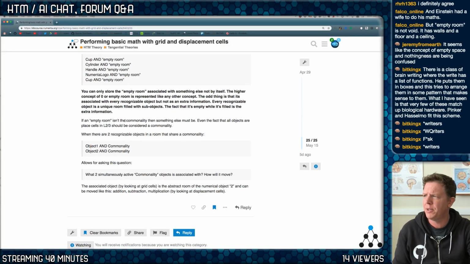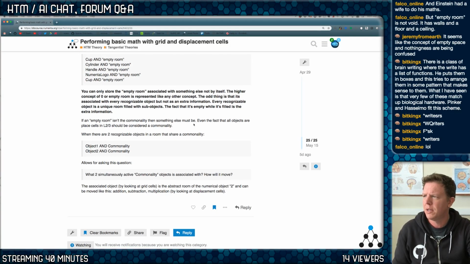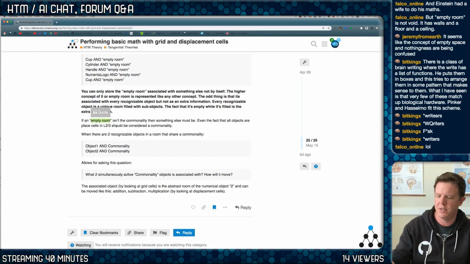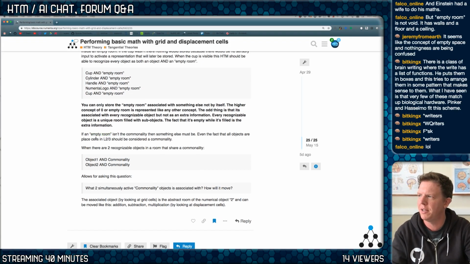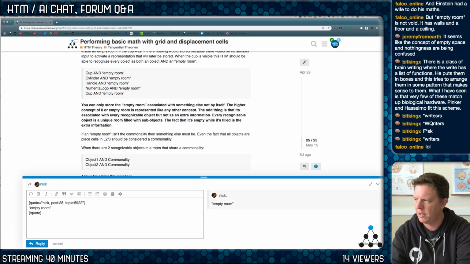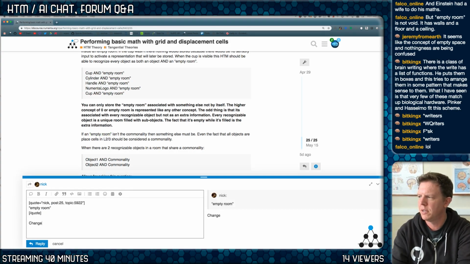So if an empty room isn't the commonality, okay, so change this empty room to emptiness or nothing, and then see if it works. Okay, I'm going to leave it at that. Change this to nothing. Because an empty room is something.